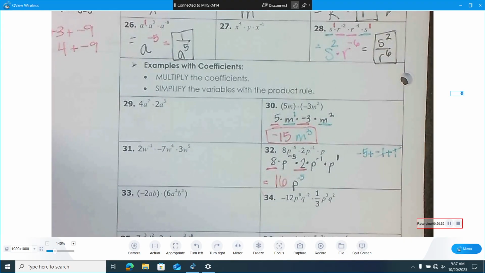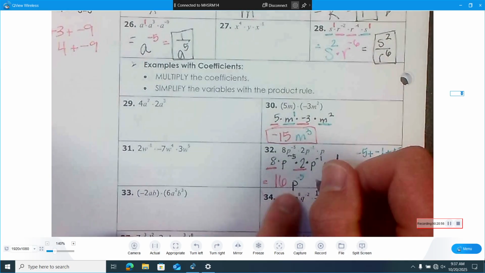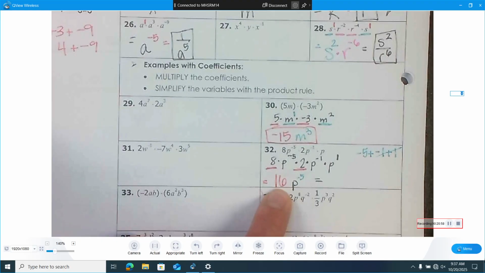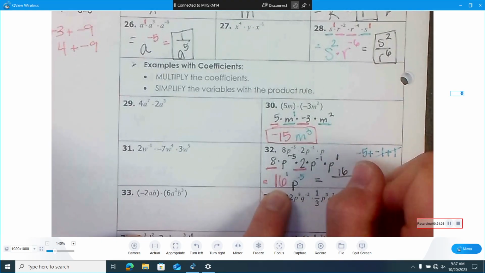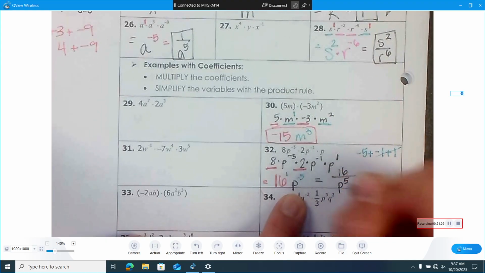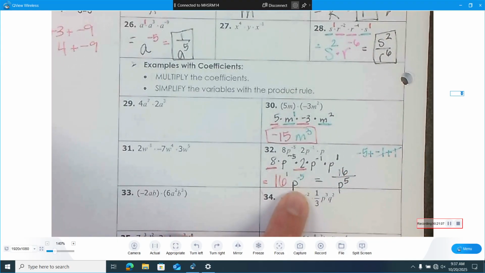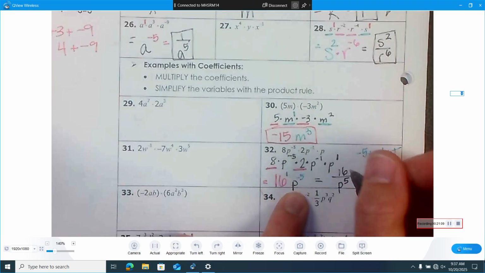Is he happy? No, not happy. Not happy in its current form. Is the 16 happy? Yeah, the 16 has its own little exponent of 1. He's happy up top. And the p to the negative 5 wants to go to a denominator and become p to the 5th, where he's nice and happy now.